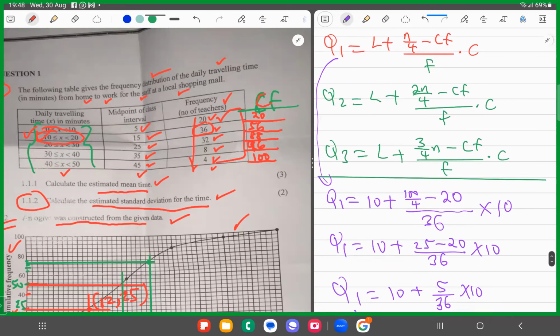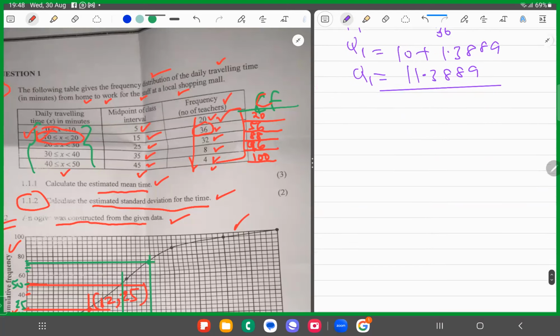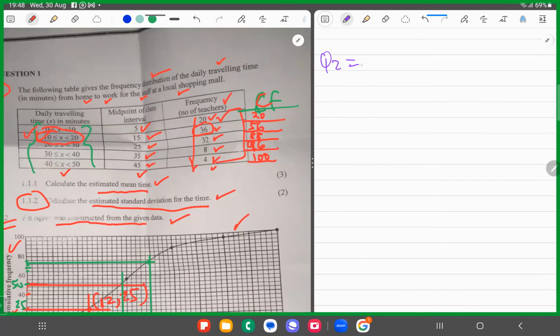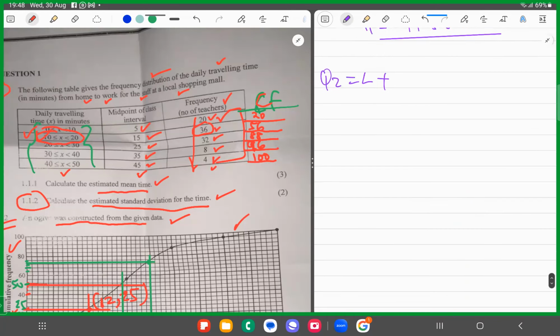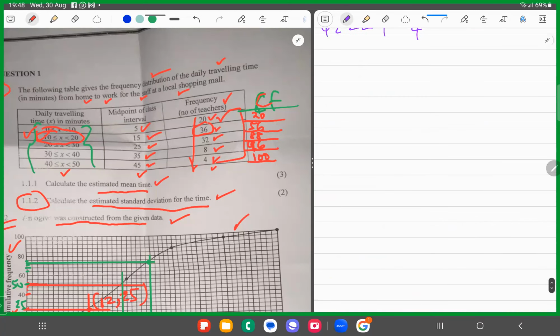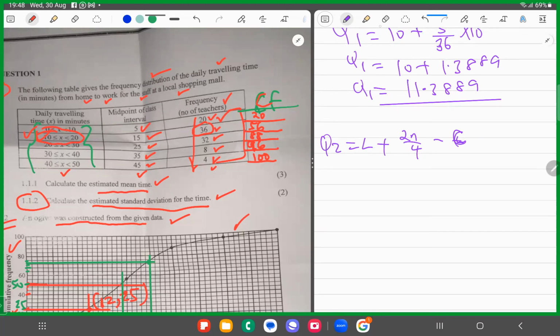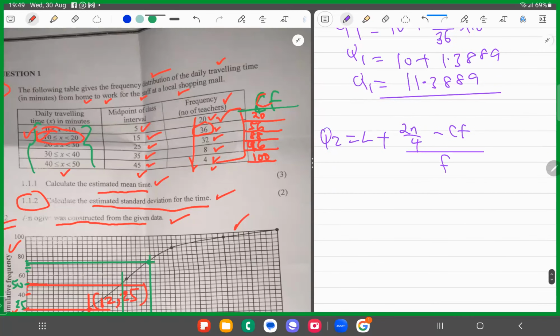Okay, so now let's look at the formula for Q2. The formulas just differ by Q1 would have n over 4, Q2 has 2n over 4, and Q3 has 3n over 4. So Q2 is L plus 2n over 4 minus CF, and then it is divided by the frequency, times the lower class boundary point.